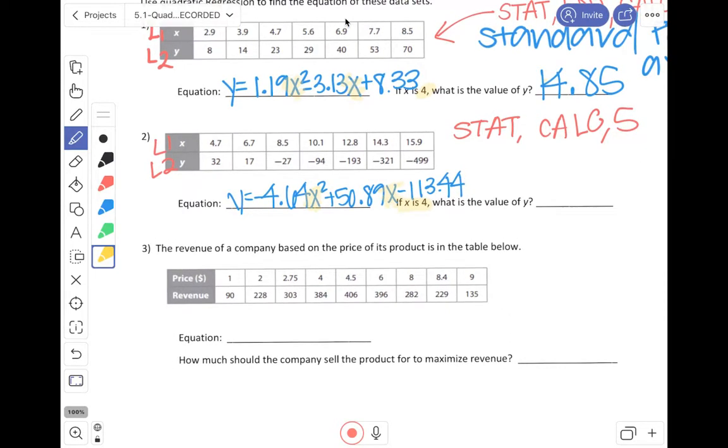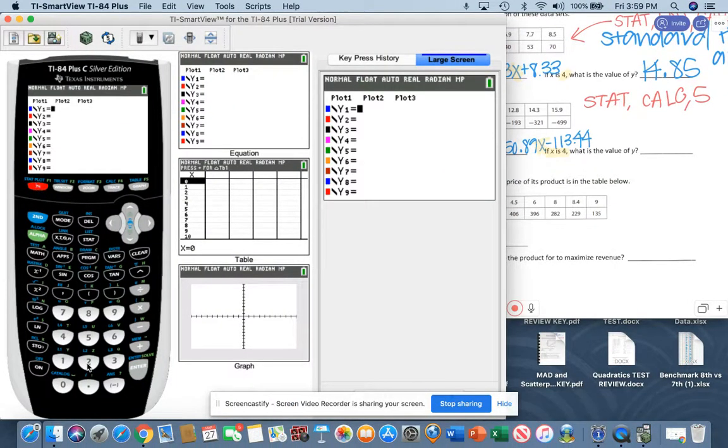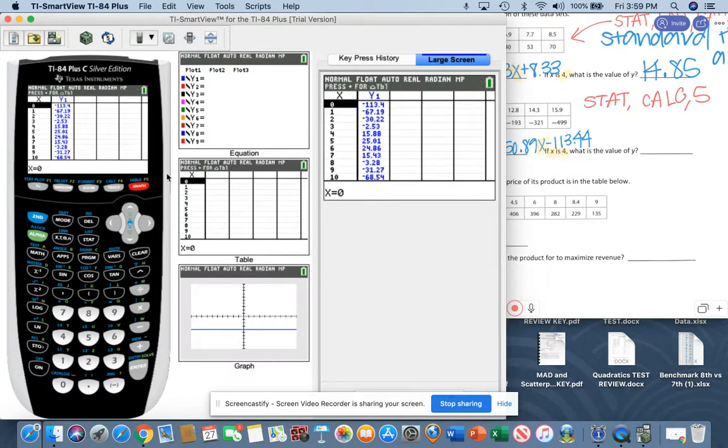And again, I think the easiest way, instead of plugging all this in, is to do it on your calculator. So I'm going to go to my calculator, press y equals. I'm going to plug in the equation I just did: negative 4.64x squared plus 50.89x minus 113.44. Then again, I'm going to go over to second graph. It gives me a table of values. I can find all the table of values I want. And I'm looking for 4. At 4, it's 15.88.